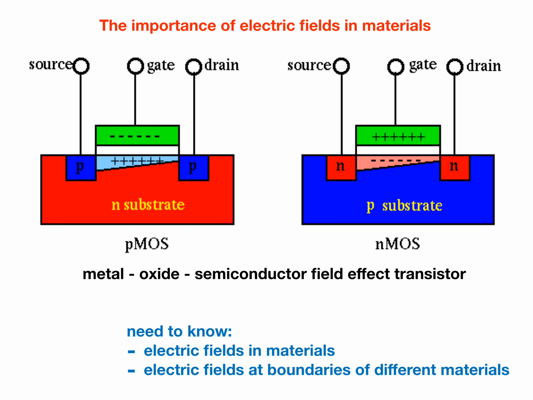In order to describe a MOS field effect transistor with electromagnetic theory, one needs to know how electric fields behave in materials and how electric fields change at boundaries of different materials.